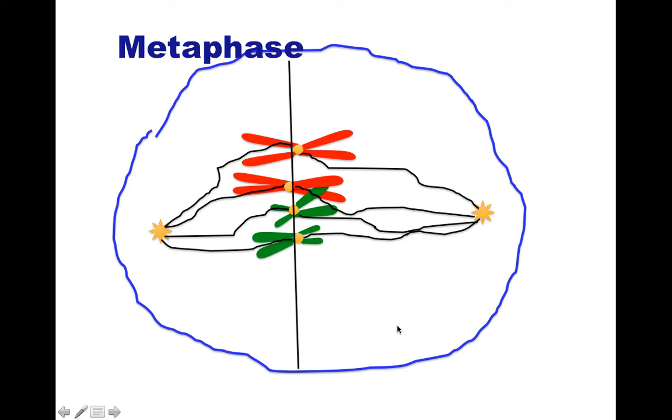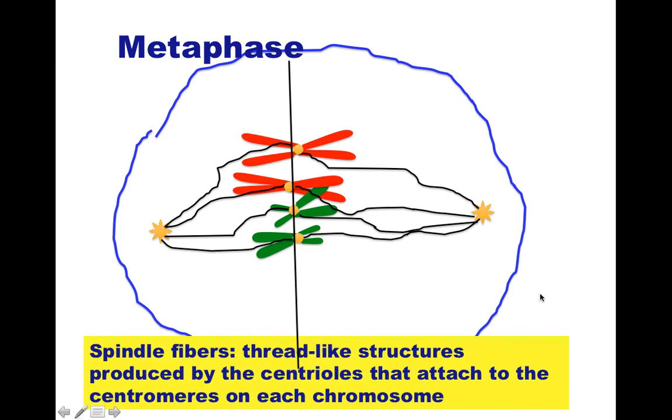And here's the equator of the cell. This is the middle of our cell. So the definition of spindle fibers: they're thread-like structures produced by centrioles that attach to the centromeres on each chromosome. And again, so you're familiar, these are centrioles, and these little buttons on the chromosome are centromeres. Don't confuse those. And don't confuse the word thread-like with what's attached to the chromatids right here, which are attached to the centromeres. Chromatids, centrioles, spindle fibers, centromeres.